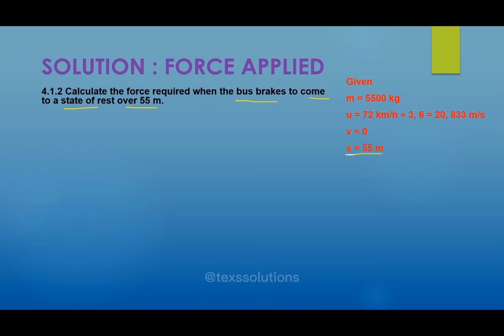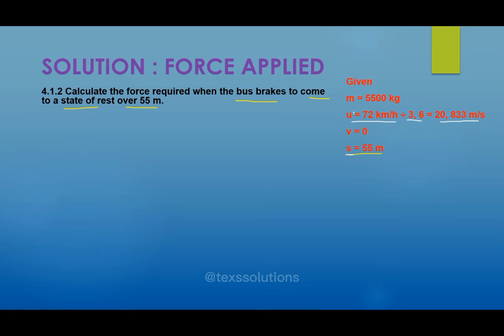Number 2, we now find that the bus was initially moving at 72 kilometers per hour. We converted that from kilometers per hour to meters per second because the correct SI unit for velocity is meters per second. We did that by saying 72 divided by 3.6 and we got the velocity as 20.833 meters per second. However, now we find that as the bus was moving, the brakes of the bus were applied and the bus came to a state of rest, which means the bus stopped. So that means the bus now has two types of velocities. It has an initial velocity and a final velocity.